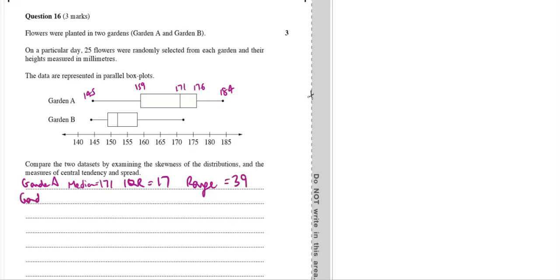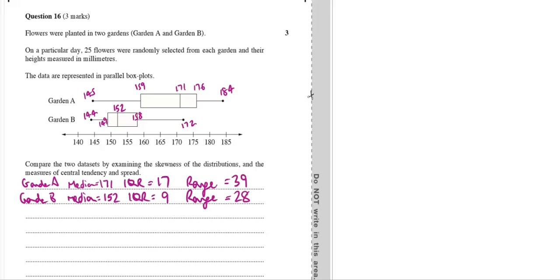Let me get my numbers for Garden B as well. I'm going to say that its median is 152 and its IQR is going to be 158 less 149. So that is 9. And I'm going to say that its range is 172 less 144, so its range is 28. All right, let me answer the question in the order they gave it to me in.